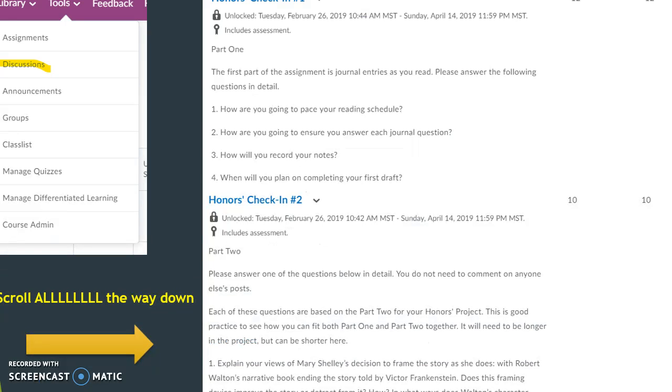Your discussions, you're going to go to tools and then discussions, and you're going to scroll all the way down. For some reason, they put it as the last 2 discussions, so you're going to be scrolling for quite some time, but they're all the way at the bottom, and there's the directions for the check-ins. You do not have to respond to anybody else's post. You're only talking about yourself.